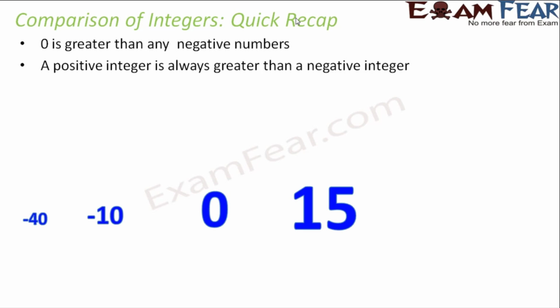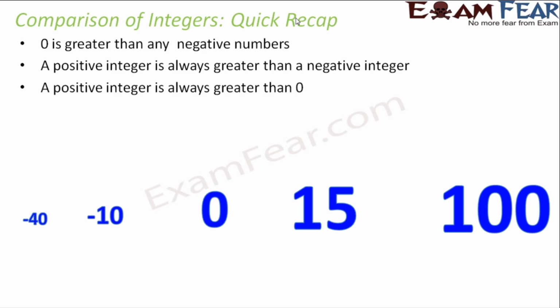A positive integer is always greater than a negative integer because on a number line you would see that the positive integers are all located towards the right and the negative integers towards the left. So any positive integer would be greater than any negative integer. A positive integer is always greater than 0 because all the positive integers are towards the right of 0, so they are all greater than 0.